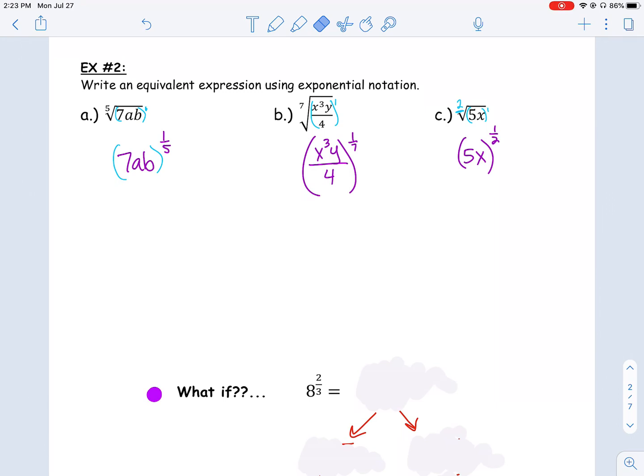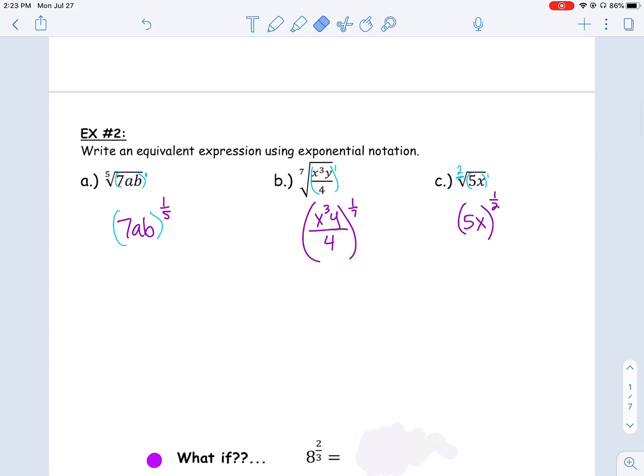All right, make sure you can go from exponential notation to radical notation, and then from radical notation into exponential notation. We're going to be using both of those forms to go back and forth and rewrite and possibly simplify more problems here in a little bit.